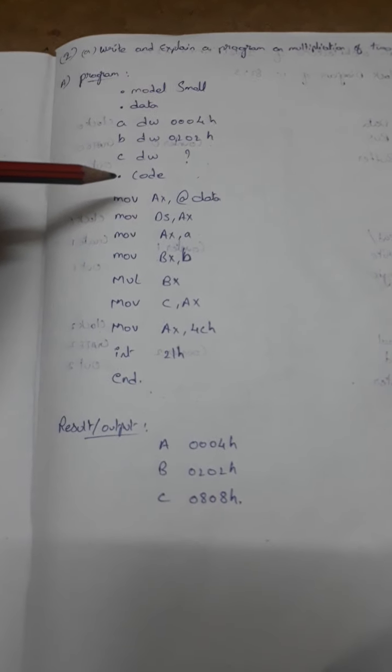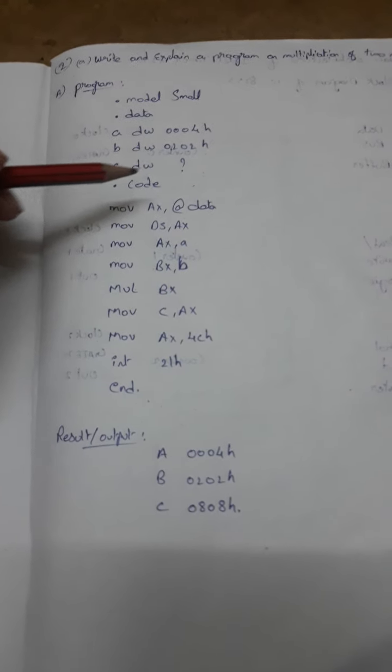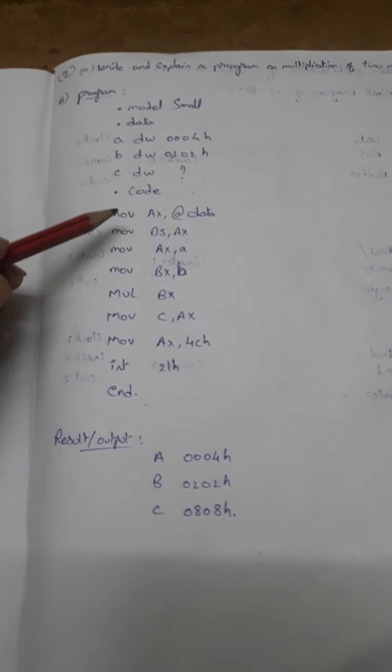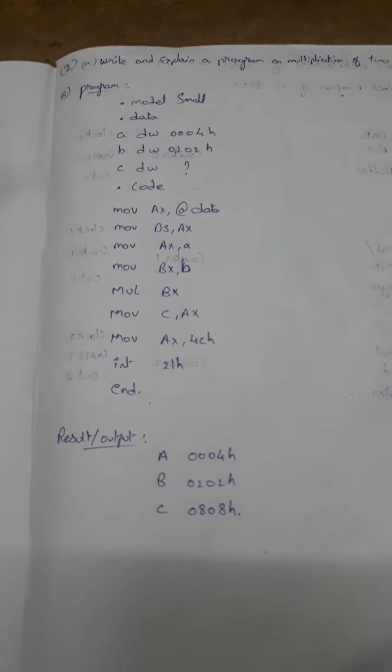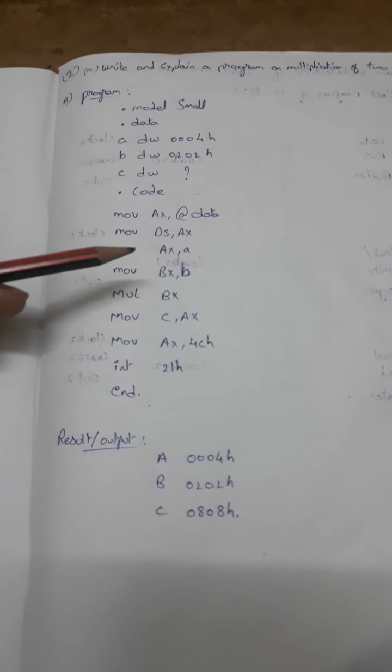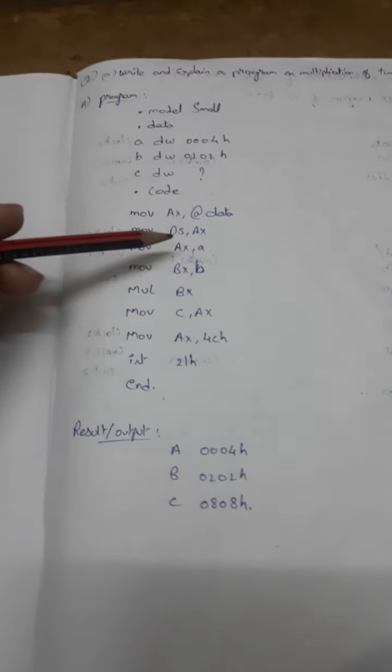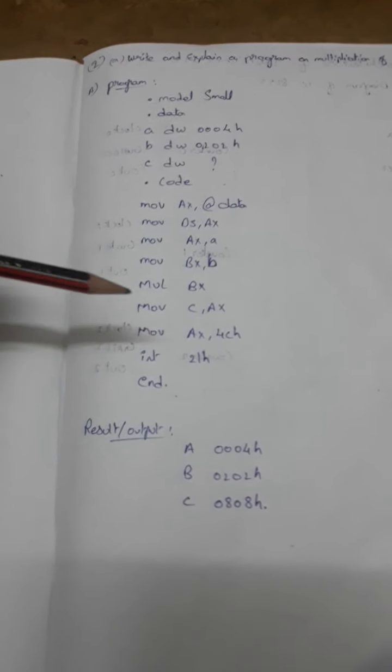And we start the code segment by specifying .code, and here mov ax, @data indicates that the data is moved into the ax register, and mov ds, ax shows the value in the ax register is moved into the data segment.